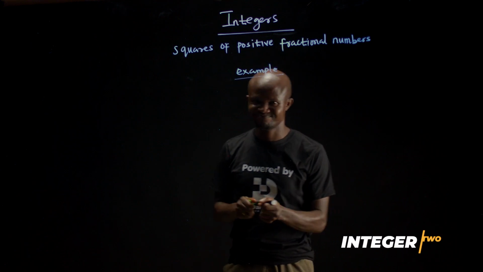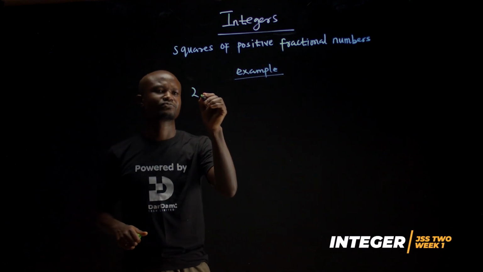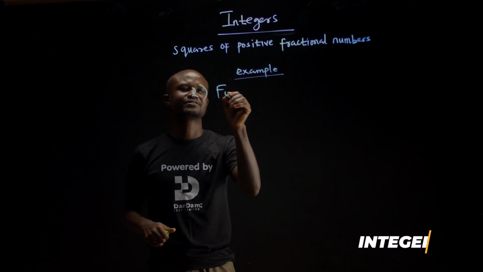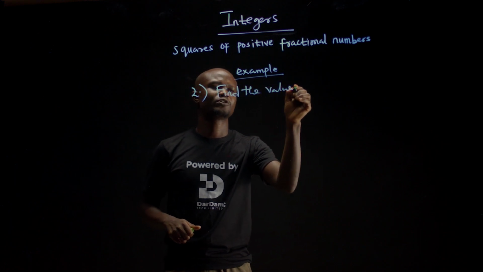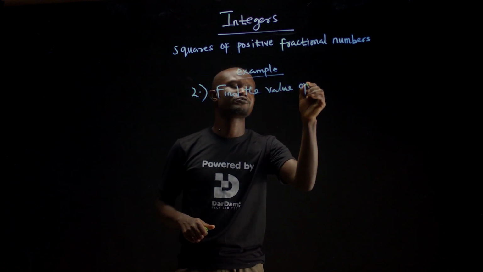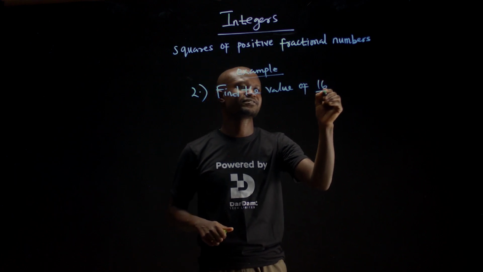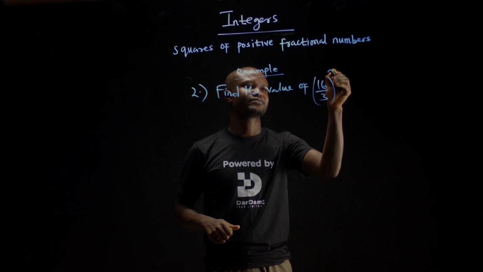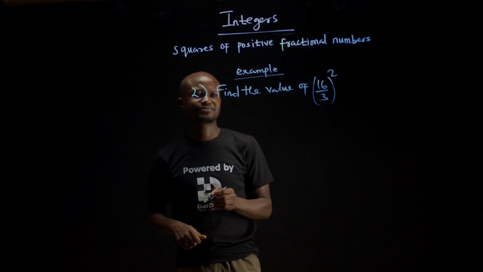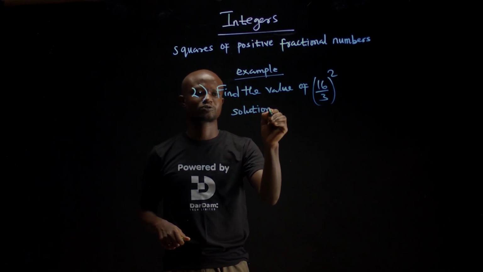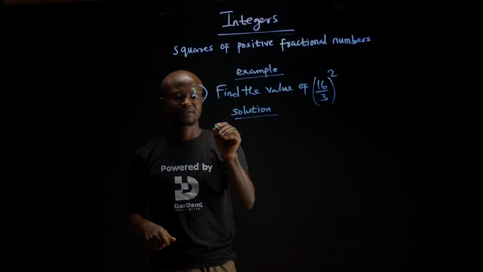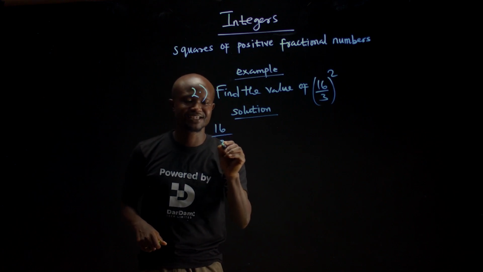Another example. Find the value of 16 divided by 3 square. Solution. 16 divided by 3 square.